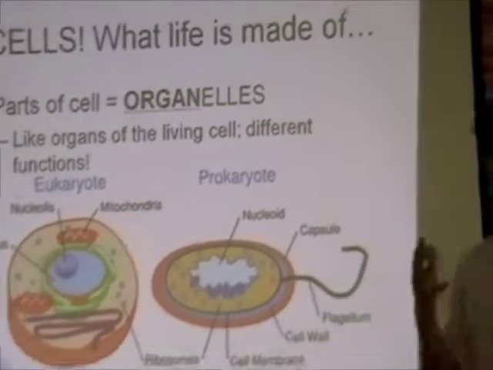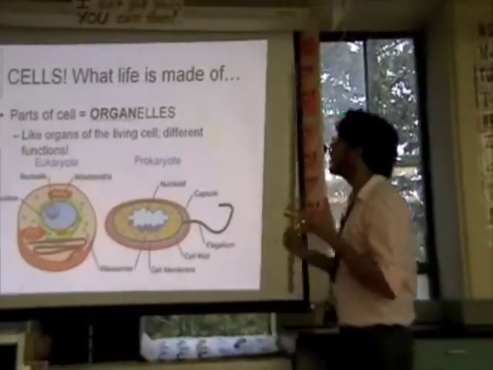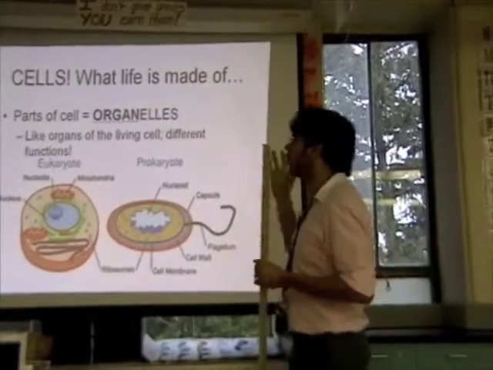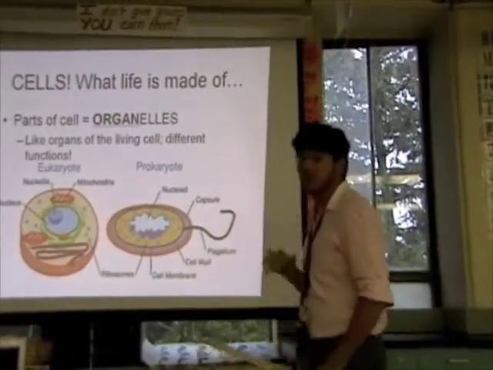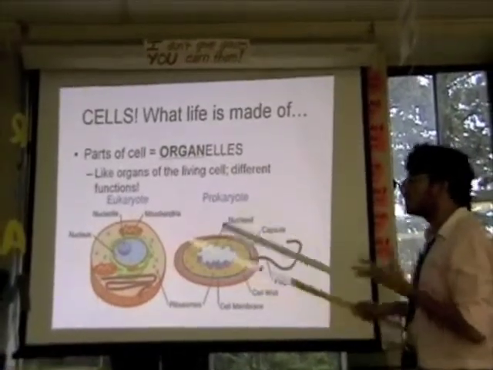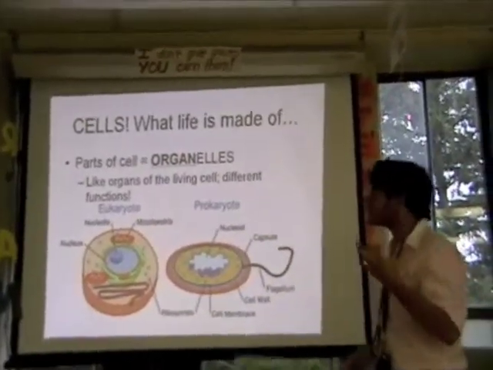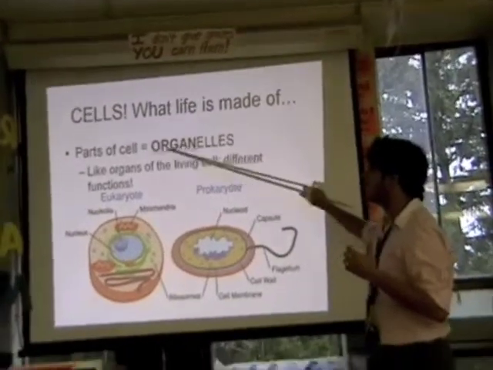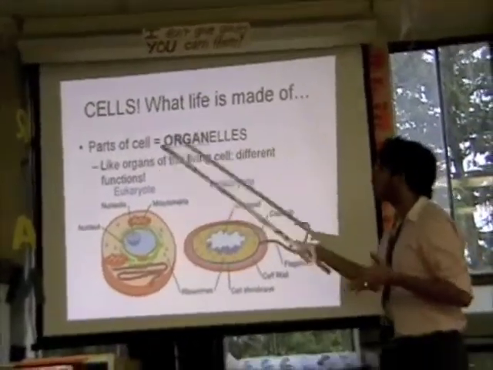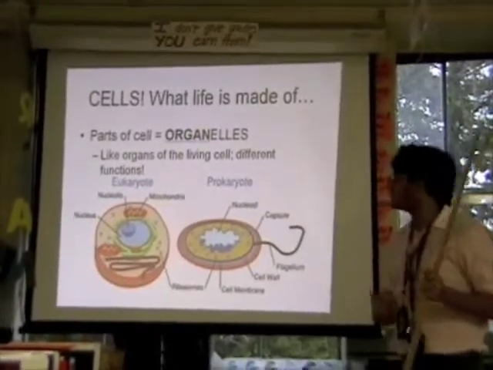Now, this is where we talk about these cells. Alright? Cells are what life is made of. Everything that is alive is made of cells. And so we really got to talk about these things because these are central to biology. Alright? What we're going to really focus on are the parts of the cell. And the parts of the cell are called organelles. And I underline this part because you can think of the parts of the cell kind of like the organs of the living cell, like the organs in your body.